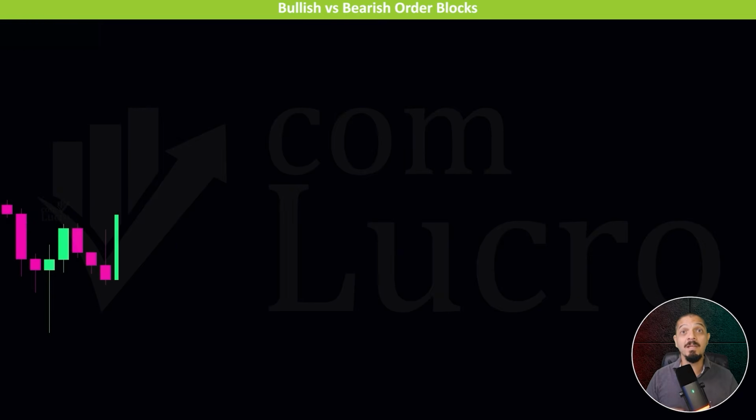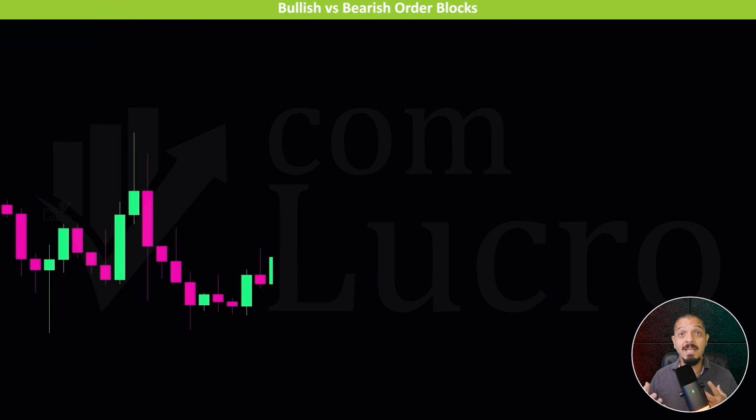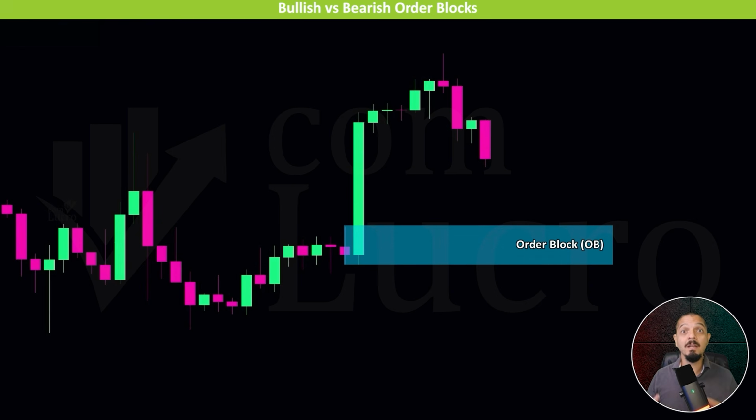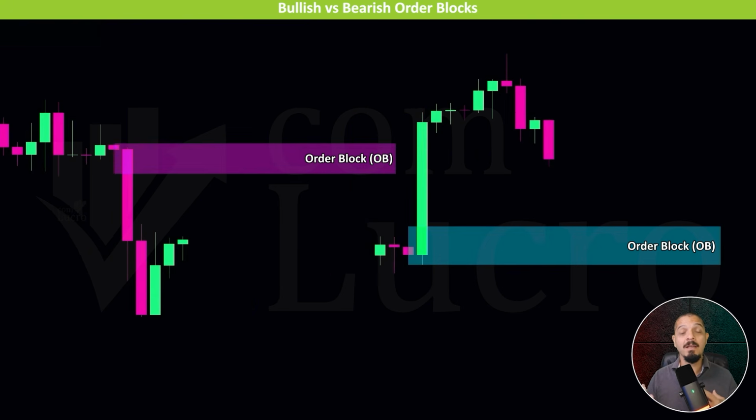When price accelerates sharply away from a particular level, like in this example, it often signals that institutional orders were placed there. Moves of this magnitude require heavy buying or selling pressure, and the zone where those orders were executed is what we call an order block. In general, order blocks fall into two main categories. Bullish order blocks are created by aggressive buying activity, while bearish order blocks are created by strong selling pressure.